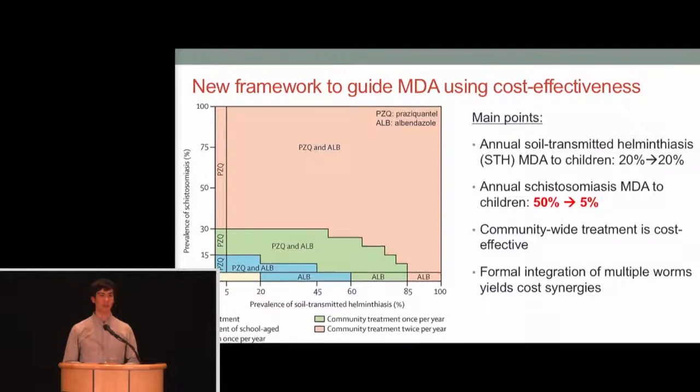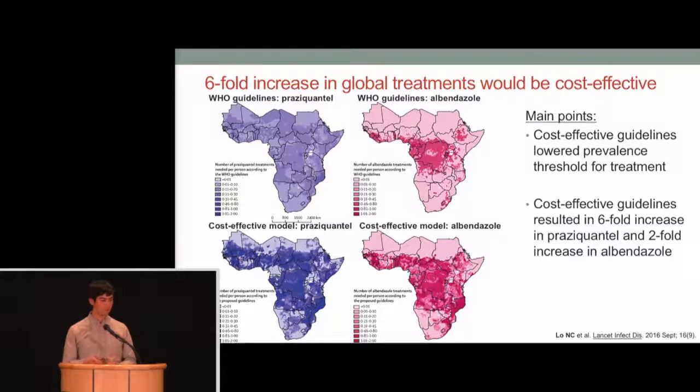We also wanted to define prevalence thresholds for community-wide treatment, so about 60% for soil-transmitted helminths and 15 to 20% for schistosomiasis. We then used the geospatial prevalence model, so taking all the data available and using environmental and individual household level predictors to get some type of understanding of the epidemiology of these diseases.